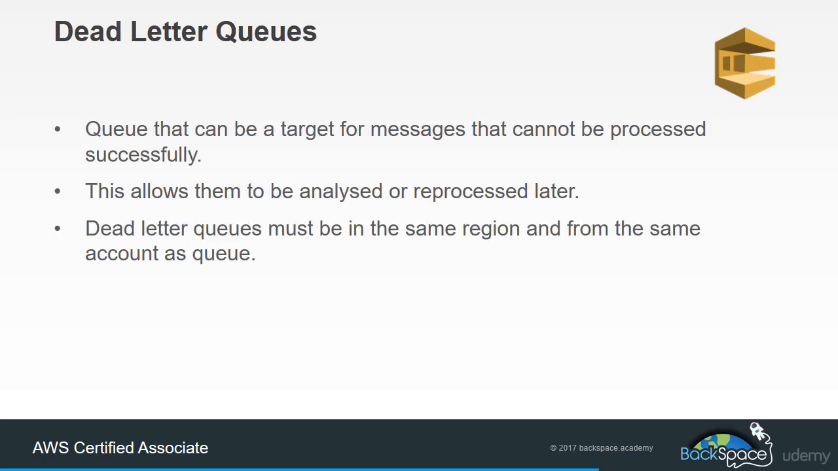Dead letter queues can be used as a target for messages that cannot be processed successfully. So that allows us to remove these messages from our queue and at the same time not lose those messages, and allows them to be analysed or reprocessed at a later time. You need to remember that dead letter queues must be in the same region and from the same account as the original queue.